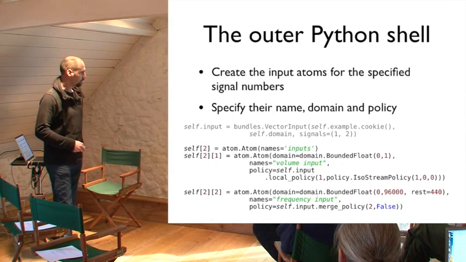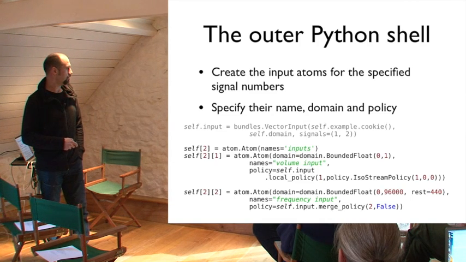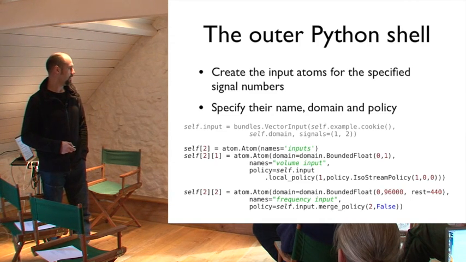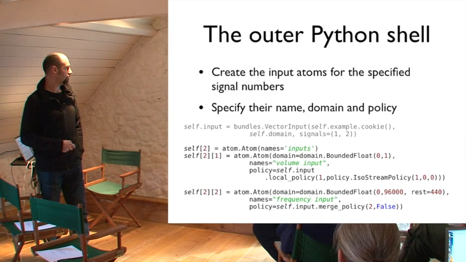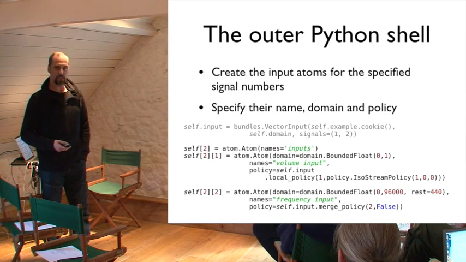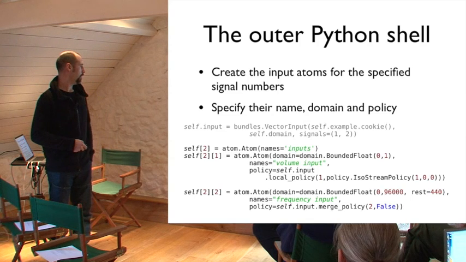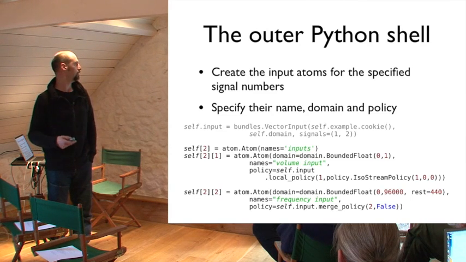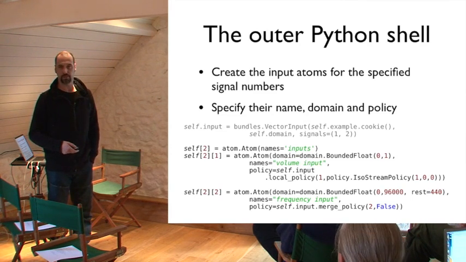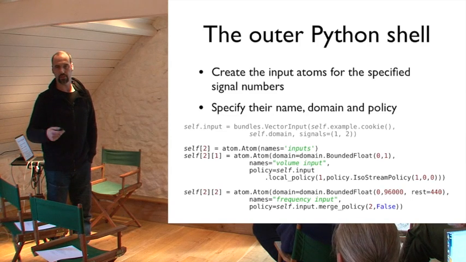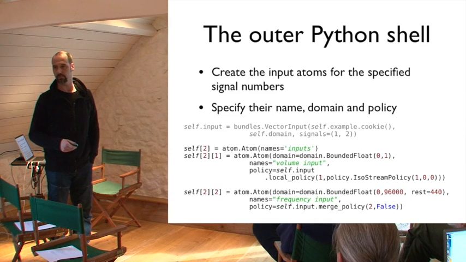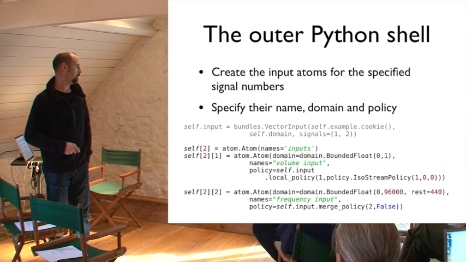And so in the next phase, you set up this vector input, and then you will create the atoms that are actually the ports into which the connections will be made with the various policies. So here you've got an isostream policy, which is what Jim already talked about. If you've got a volume input, basically this is set up to be an oscillator. The volume will be isochronous, so that is sample correct with the audio. And then you've got a frequency input, which is a merge policy, which will merge onto this.